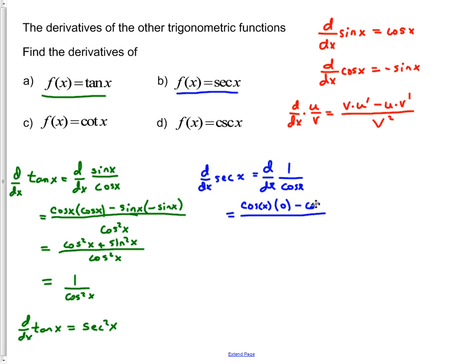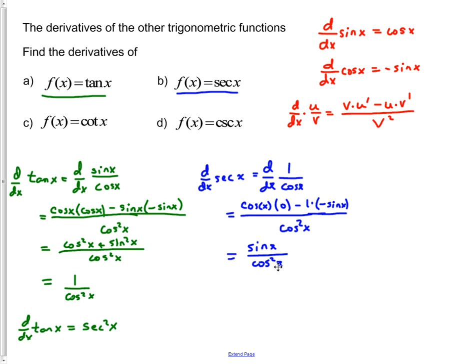Let's try that again, because we need to change that. Minus 1 times the derivative of cosine of x, which is negative sine of x, all divided by the square of the cosine of x, which is interesting because now it looks like we get just plain old sine of x over cosine squared x.